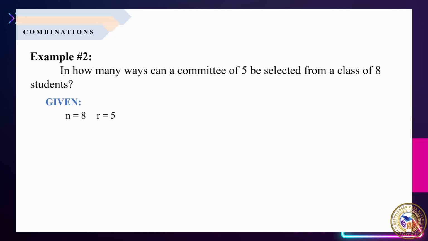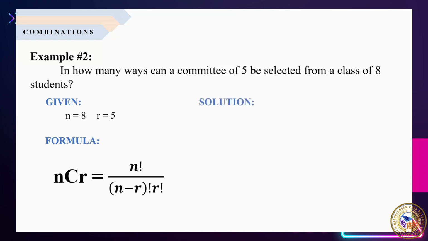Okay? Kasi, ang tanong is how many ways can a committee of 5 be selected from a class of 8 students? So, merong total na 8 students at 5 lang yung committee na bubuin out of 8 students. Okay? So, using the formula, i-apply natin yung formula na combination of n taken r at a time is equal to n factorial all over n minus r factorial times r factorial. So, therefore, meron na tayong solution na substitute natin yung value ng 8 ay yung value ng n na 8 at yung value ng r na 5 sa ating formula.